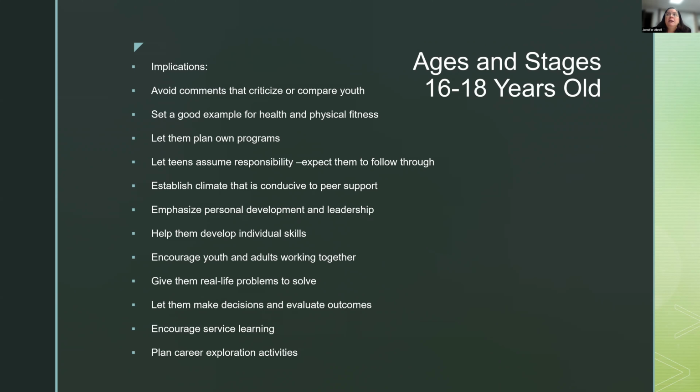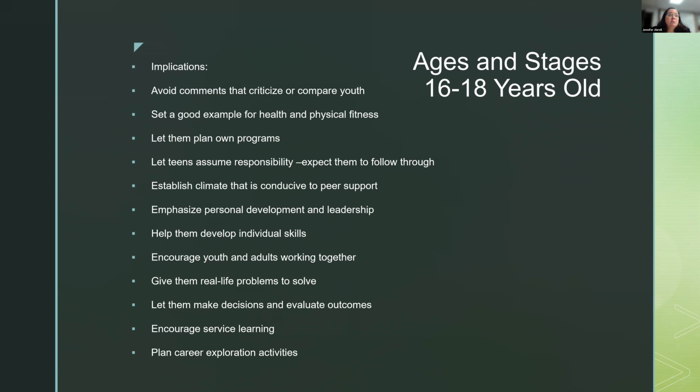It may not be the idea you have, but they can do it. And sometimes it's hard, especially if you have a smaller club, because some of them might still be hesitant to throw ideas on the table, or you really have to encourage them to find ideas that they can run with. We want to let them assume responsibility, and we need to expect them to follow through, right?